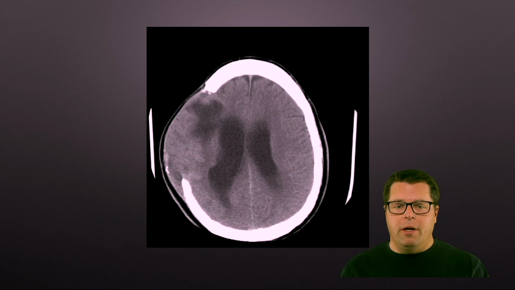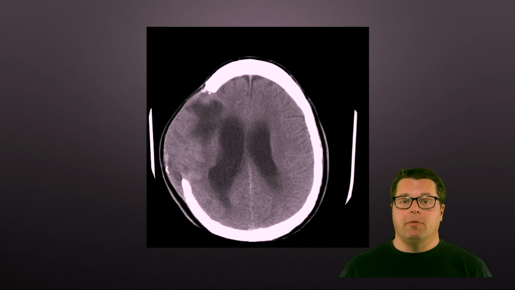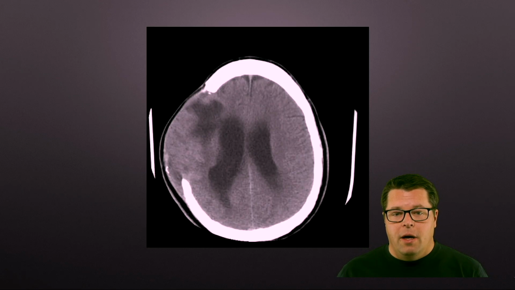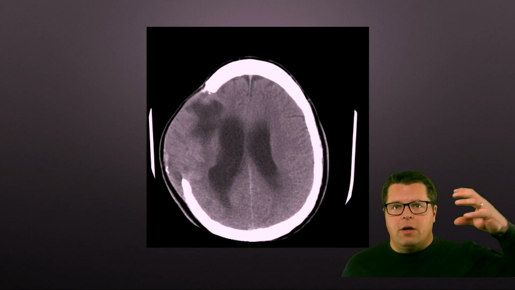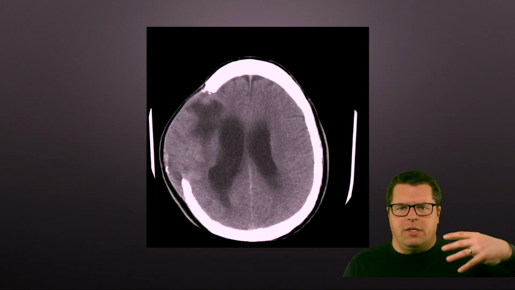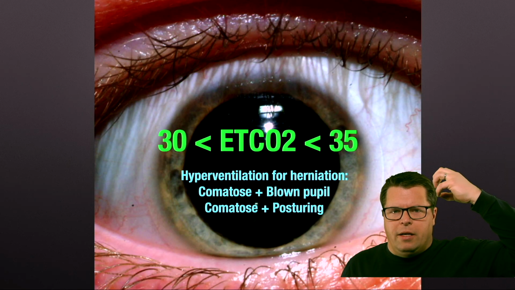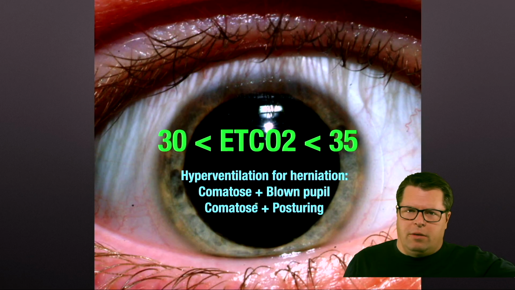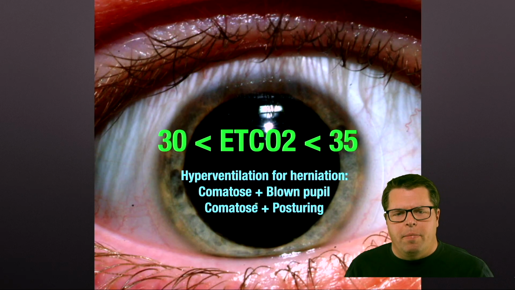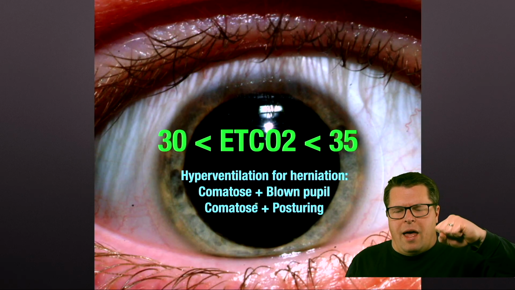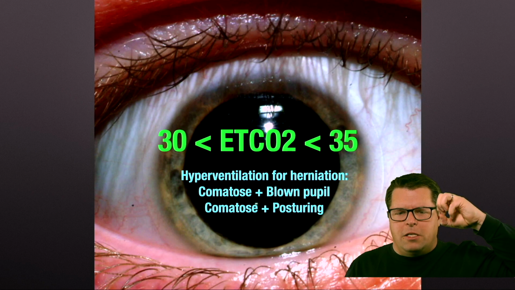If they are posturing or have a blown pupil and are unconscious, then that is somebody that should probably get mild hyperventilation from us if we are controlling their ventilatory rate. And why do you do that? Because if you decrease CO2 by blowing it down, making that number less, what you do is cause your brain to vasoconstrict, which we can talk about some other time, the mechanism of it.